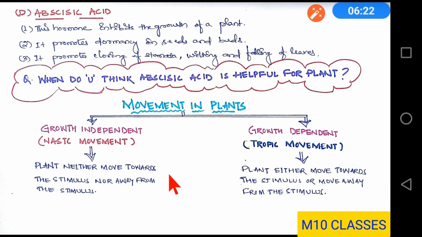Let us see. Now this nastic movement or growth independent movement, plant neither moves towards the stimulus nor away from the stimulus. So it doesn't depend upon the direction of the action of stimulus. But in case of growth dependent or tropic movements, plant either moves towards the stimulus or moves away from the stimulus. We'll discuss this.